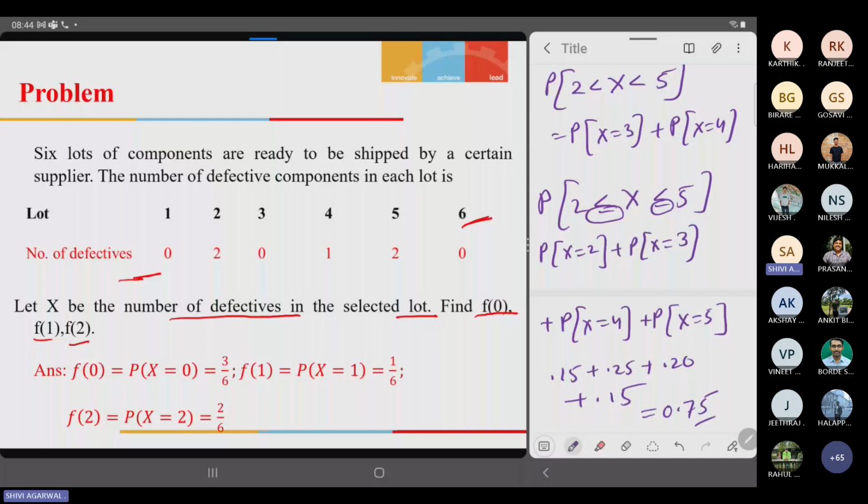So what do we have to do? We have to find out the probability actually. So they are mentioning the lot and the number of defectives in it. So you can say the number of defectives is either 0, 1 or 2.